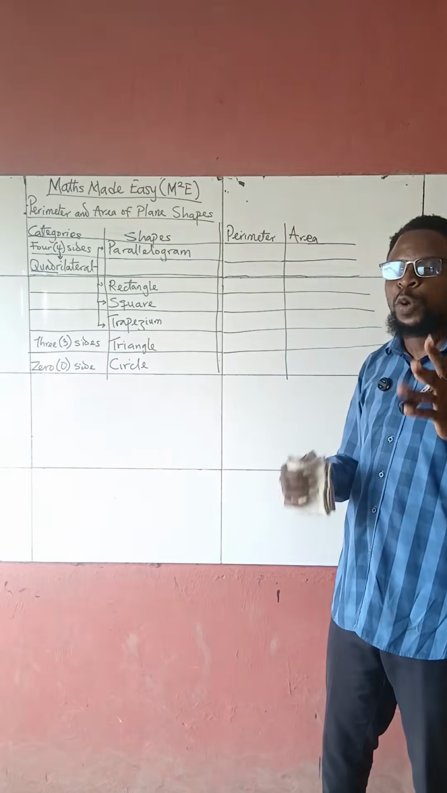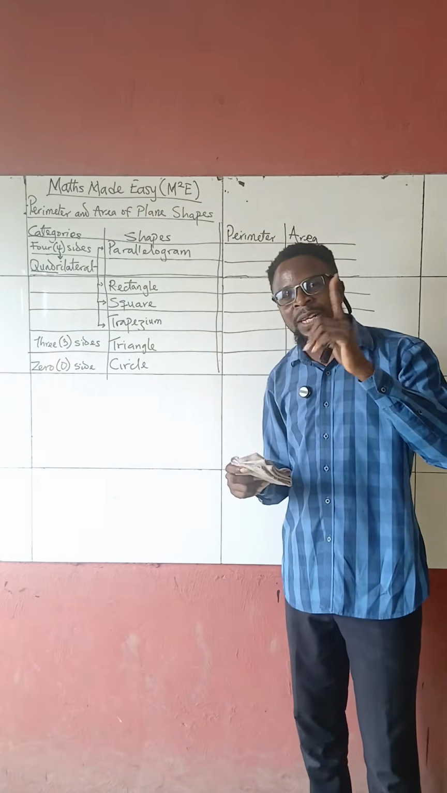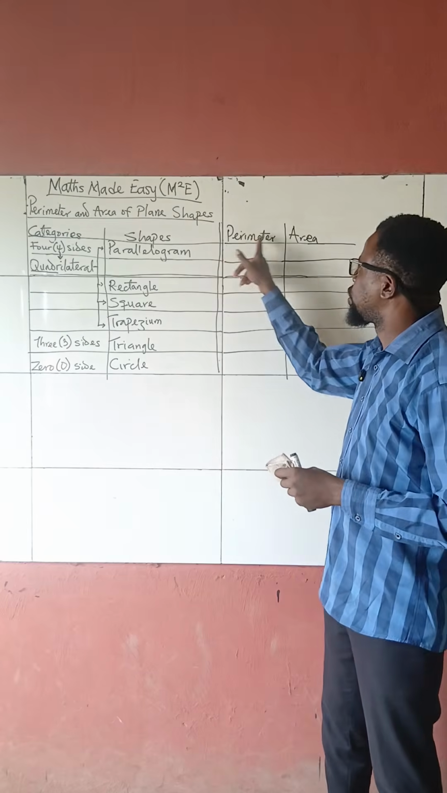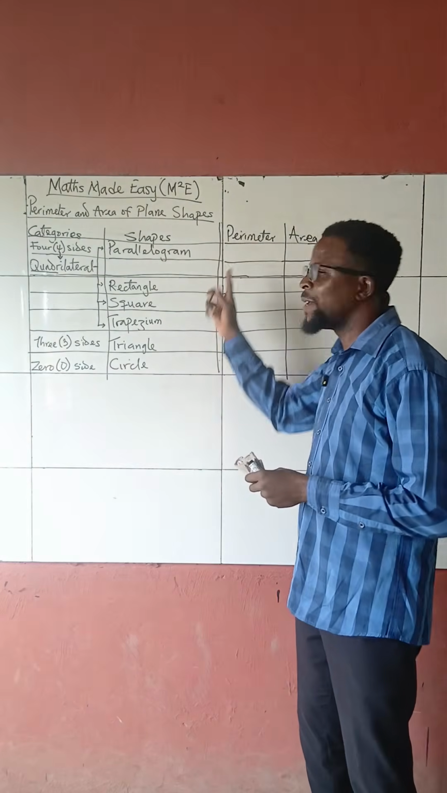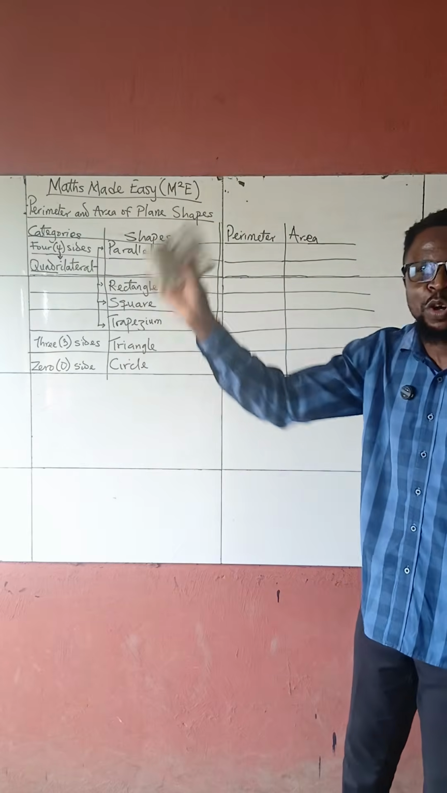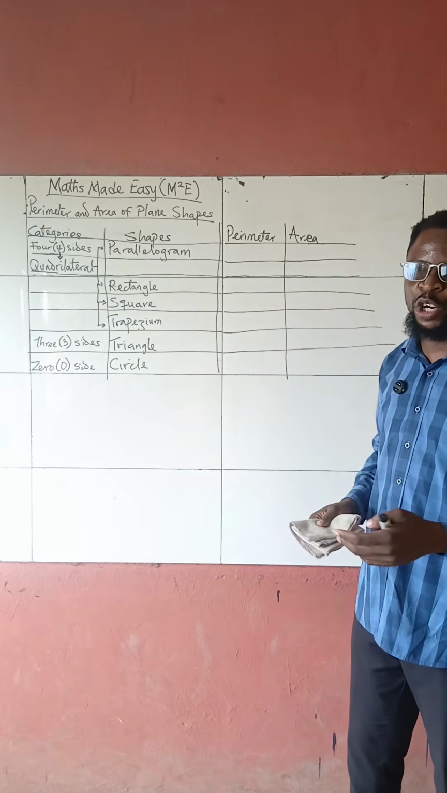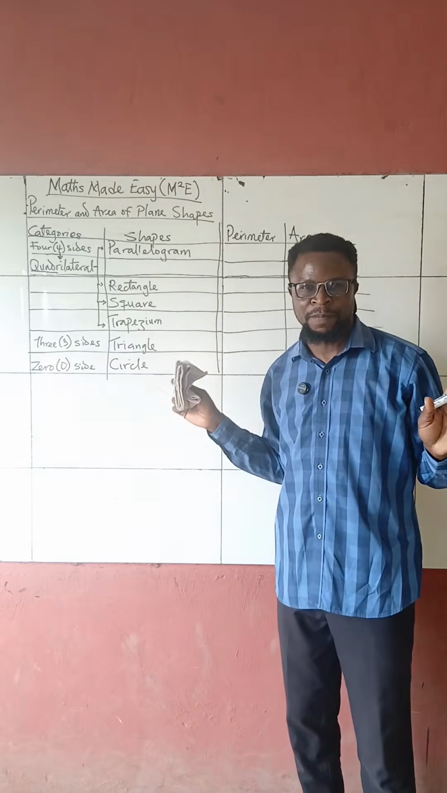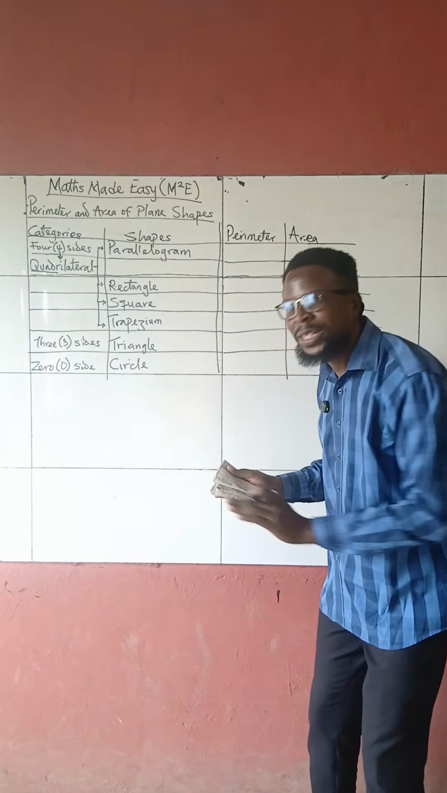First, before I teach my students perimeter, there's a very major thing I always tell them: the definition of perimeter. If you can learn the definition of perimeter, then I have solved the problem for how to derive perimeter. Now, what is the definition of a perimeter? In simple terms, perimeter is basically the distance around a shape.